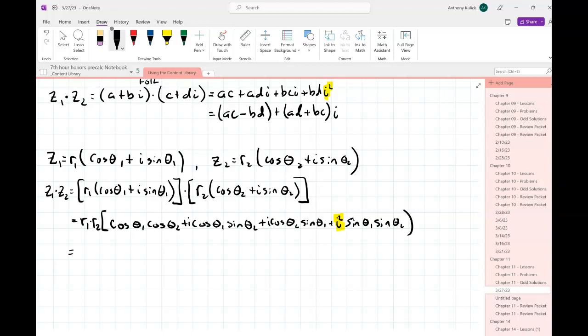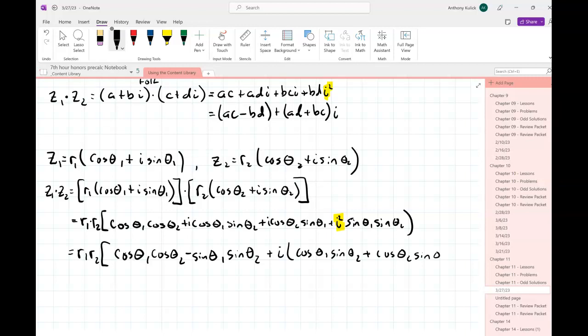What I look at next, I see that i squared, so that's just going to become -1. So if I group this stuff together, I have the stuff without the i's: cosine theta 1 times cosine theta 2 minus sine theta 1 times sine theta 2, plus i times the quantity cosine theta 1 sine theta 2 plus cosine theta 2 sine theta 1.